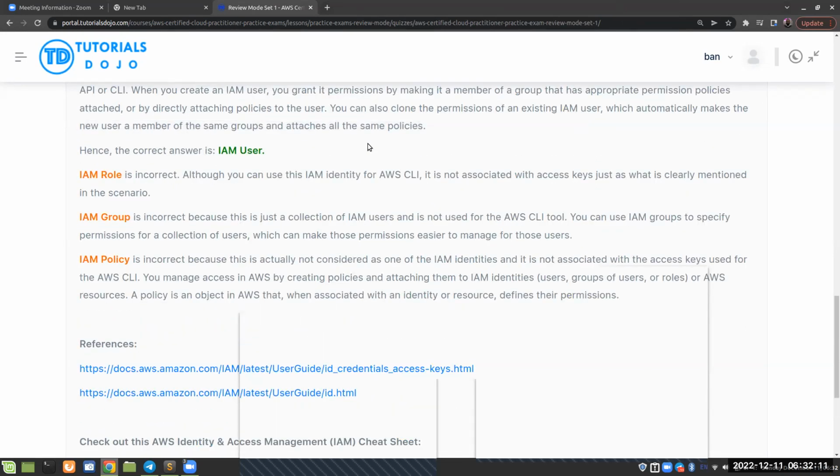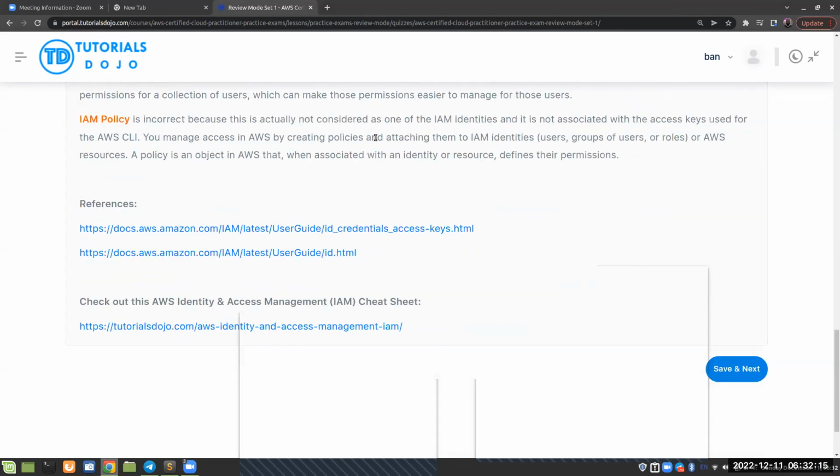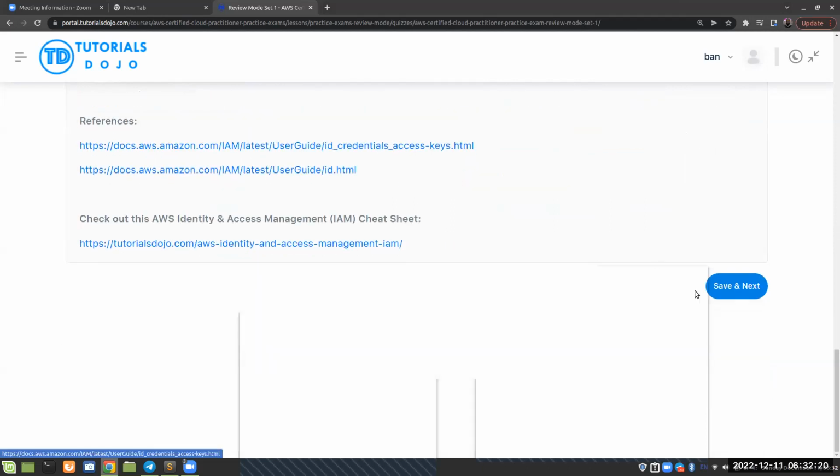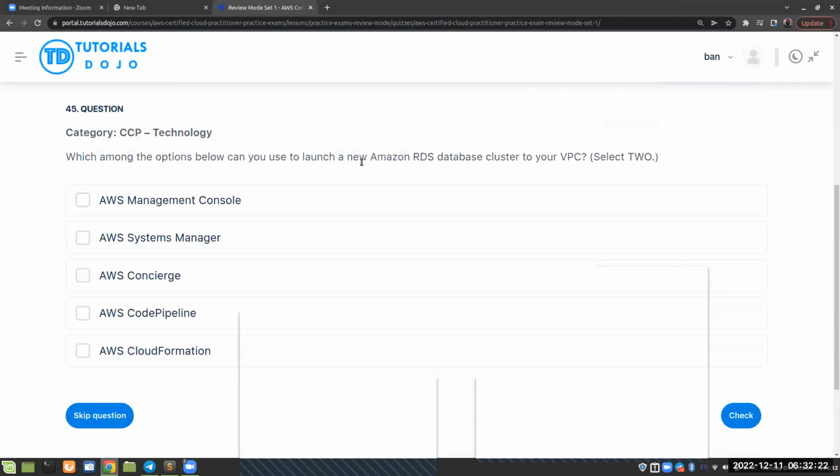Okay, good questions. The next question is from Guada, right? Yeah, that was what Kinyuda answered. Which among the options below can you use to launch a new Amazon RDS database cluster to your VPC? Select two. So which options below can you use to launch a new Amazon RDS database cluster to your VPC?